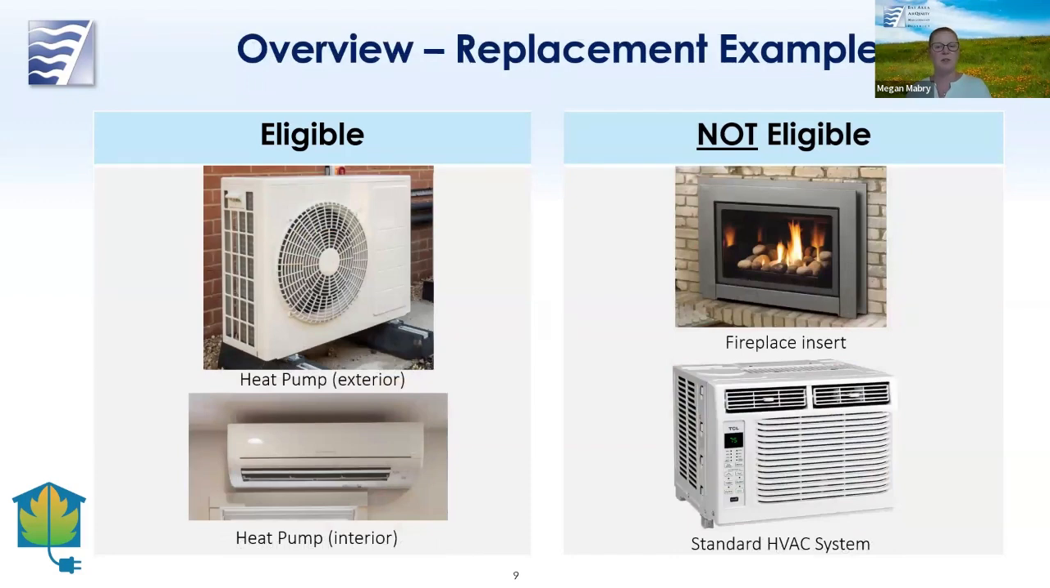This slide shows eligible and ineligible replacement device options. The left side shows an example of eligible devices, such as a non-ducted heat pump with the outdoor portion of the heat pump at the top and the indoor portion at the bottom. As a reminder, ducted heat pumps that operate like a central heater are also eligible. The right side shows some ineligible devices, such as a gas fireplace insert at the top and a general HVAC system at the bottom.